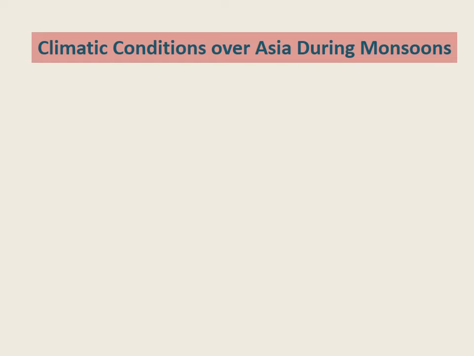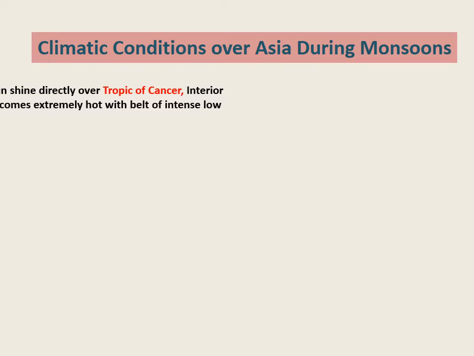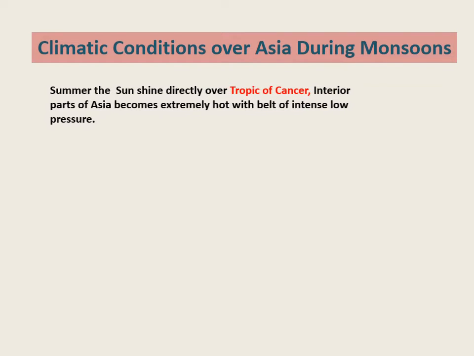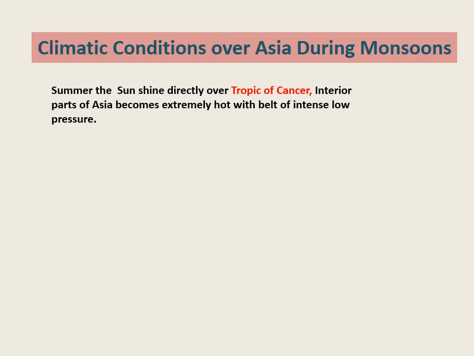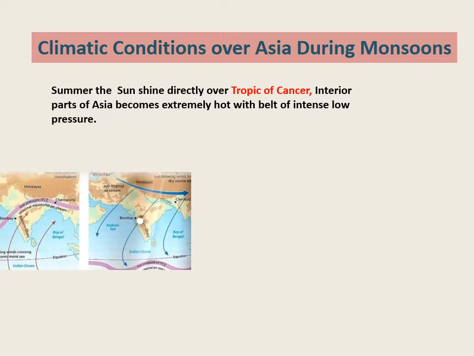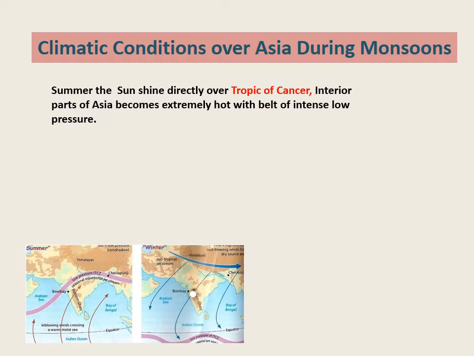The next subheading of the presentation is climatic conditions over Asia during the monsoons. In summer, as the sun shines directly above the Tropic of Cancer, the interior parts of Asia become extremely hot and a belt of intense low pressure develops over them. Moist winds from the sea, which being cooler are centers of high pressure, get sucked into this center of low pressure. As these winds blow from the southwest, they are called the southwest monsoon winds. As the monsoon is vital for the well-being of people, this region is also known as Monsoon Asia.